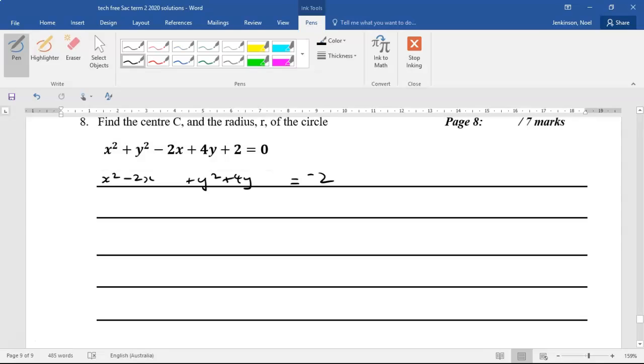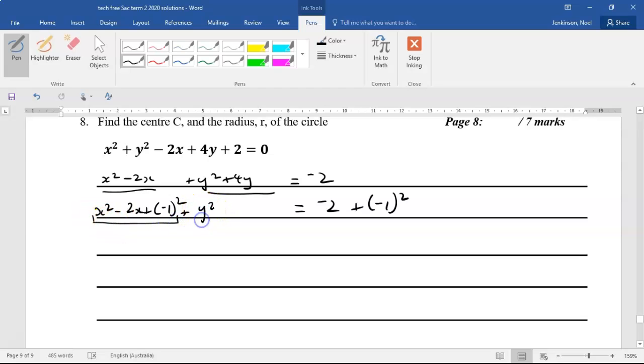Okay, so that would be the start of the setup for this. We're grouping them together, putting everything in the right place. We're going to make a perfect square here and here. So how do we make a perfect square? Well, we halve the number in front of the x, which in this case is -1, square it and add it on. I'm going to remember straight away to add it on the other side, because I'm keeping everything balanced. And that will now be a perfect square.